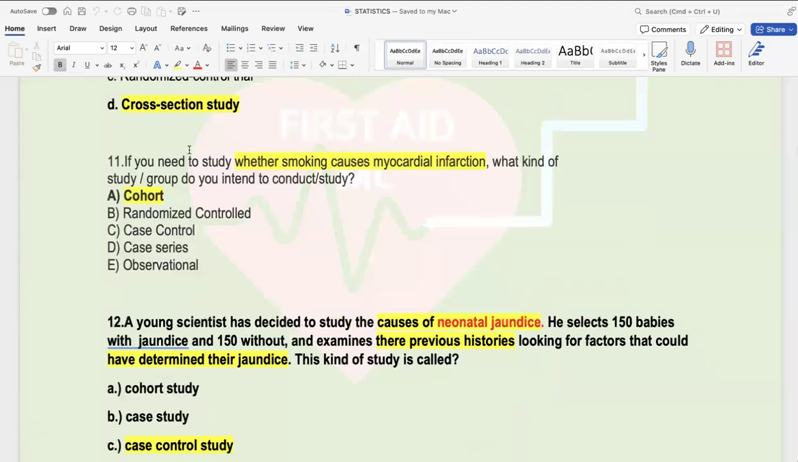Whereas this question asks if you need to study whether smoking causes myocardial infarction. So see that how the question are getting asked. Smoking causes. So cause to effect. When we actually look at like this, cause to effect, cause is smoking, effect is MI, then we are moving forward. And that's the time we go for a cohort study. Okay? And it's a common risk, common association that is smoking can cause MI. So those kind of scenarios, we go for cohort.